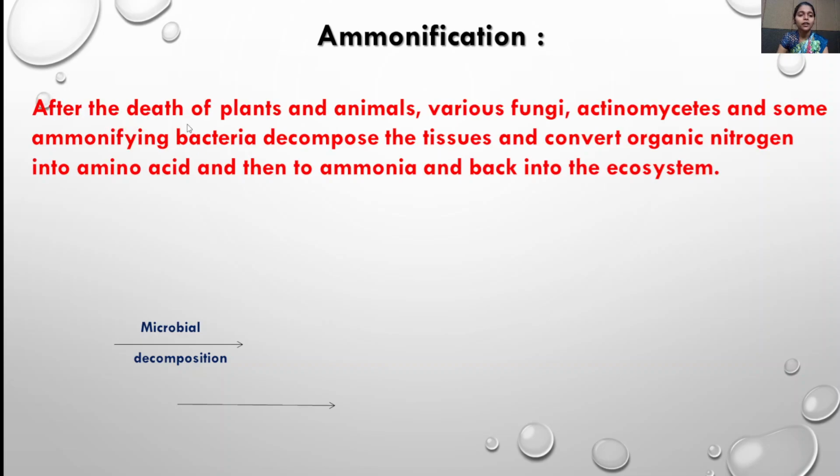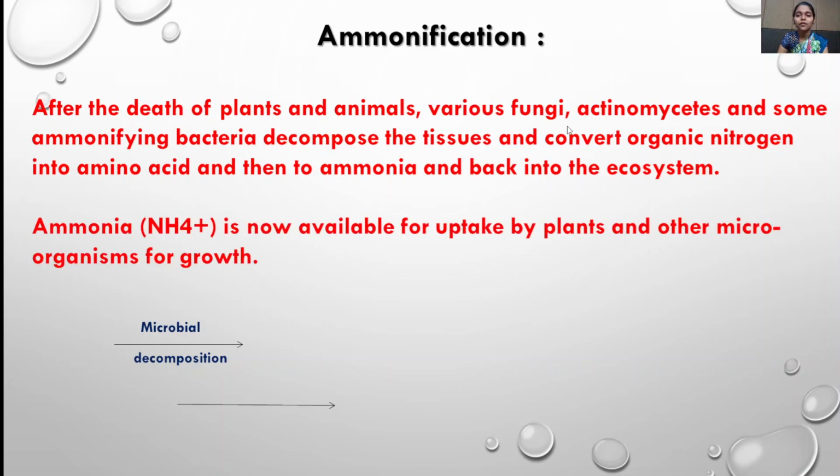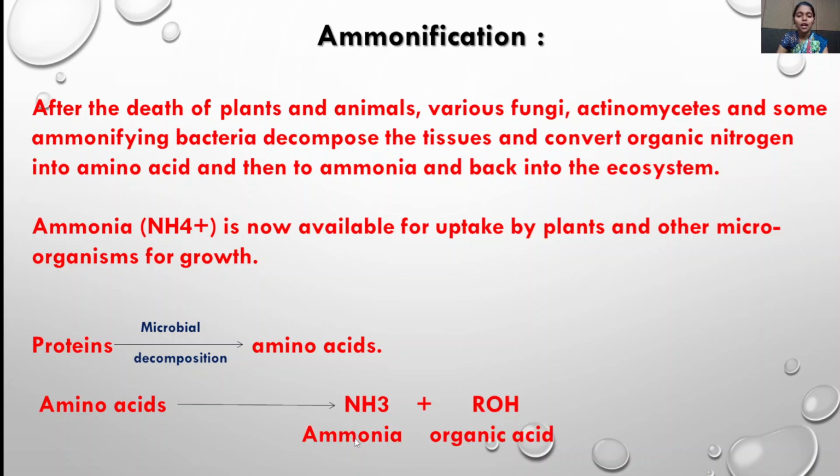Ammonification. After the death of plants and animals, various fungi, actinomycetes, and some ammonifying bacteria decompose the tissue and convert organic nitrogen into amino acids and then to ammonia, and release it back into the ecosystem. Ammonia is now available for uptake by plants and other microorganisms for growth. Proteins in the presence of microbial decomposition are converted into amino acids, and amino acids are converted into NH3 plus ROH, meaning ammonia or organic acid. Moves to the next slide.